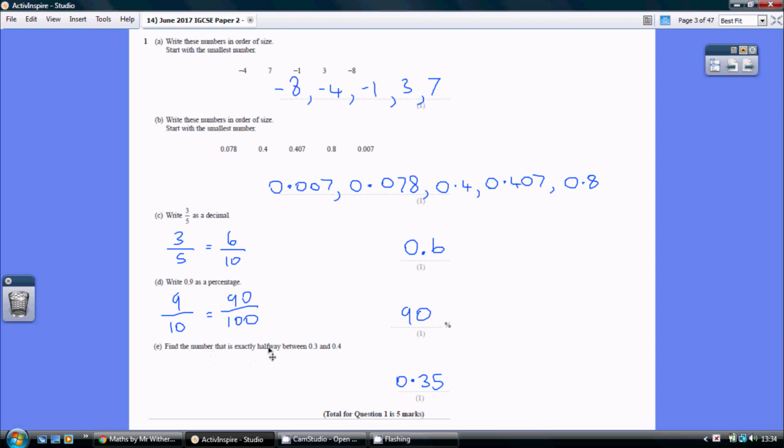And find the number that is exactly halfway between 0.3 and 0.4. Well, hopefully you can all see that it's 0.35. But if you couldn't, you can find the average of these two numbers, because that gives you the number halfway between. So on your calculator, do 0.3, add 0.4 and get a total, halve it, and you'll get 0.35.